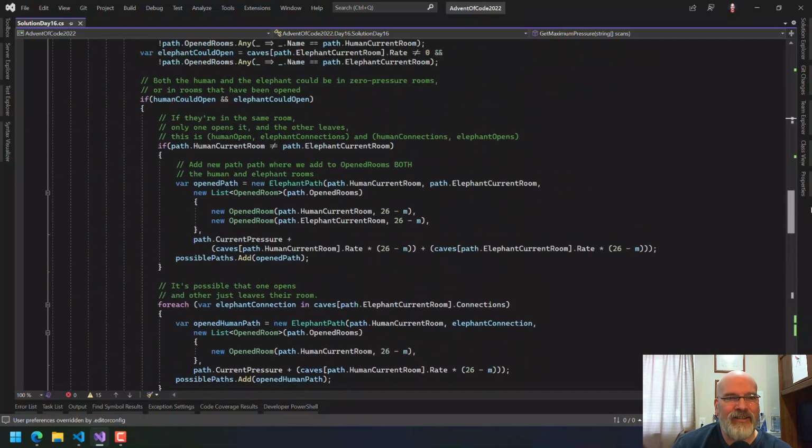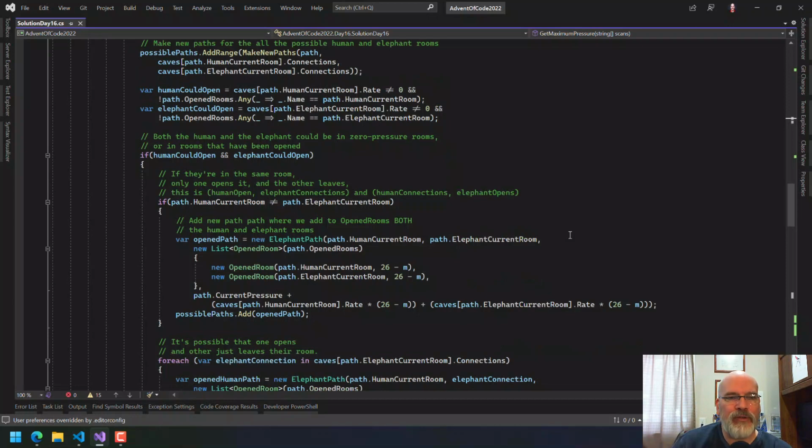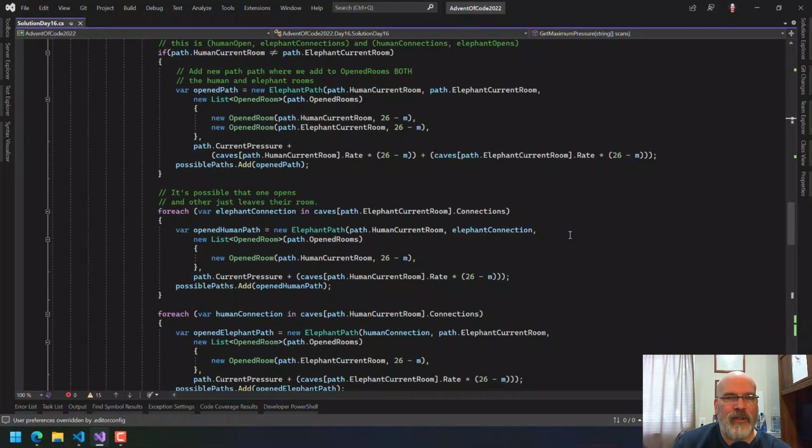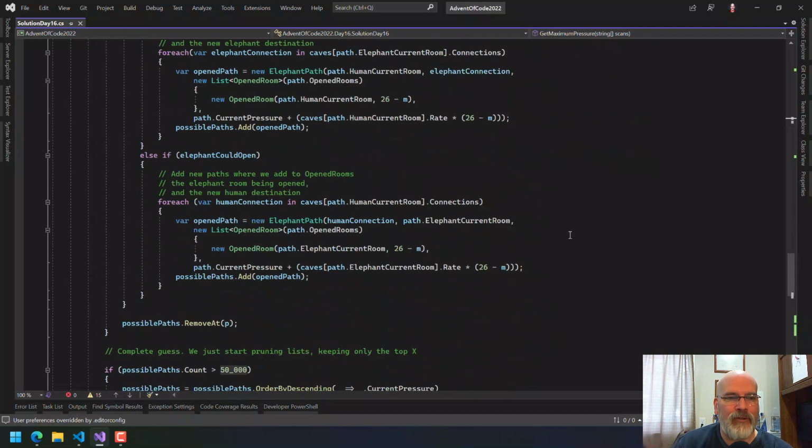And it definitely gets a lot harder, or I should say it becomes more difficult, because if you're both in the same room and one's open, or if you're in different rooms, you had to keep track of a bunch more states in terms of what the human and the elephant were doing. And then of course you're also making more paths as well.